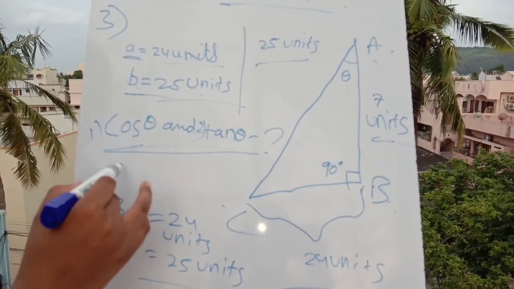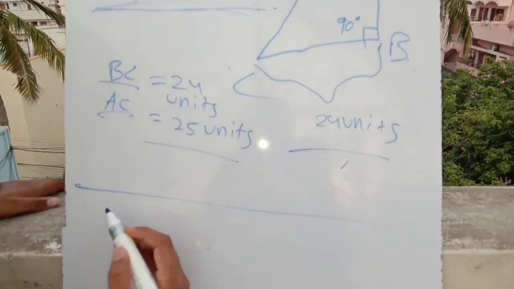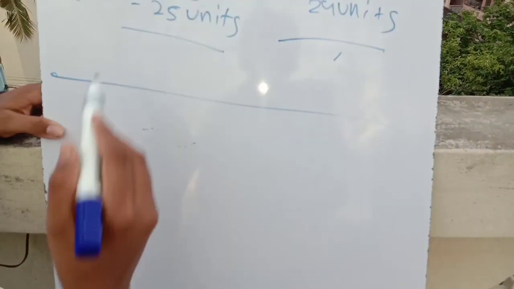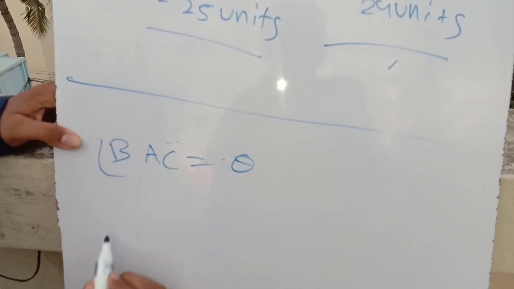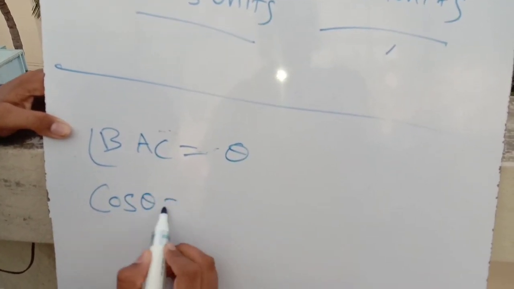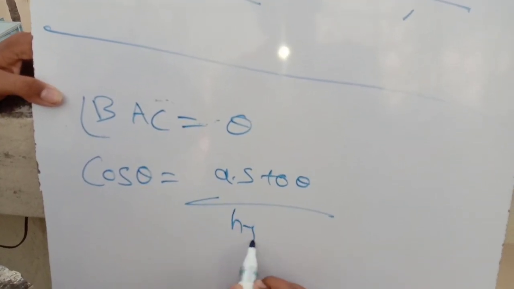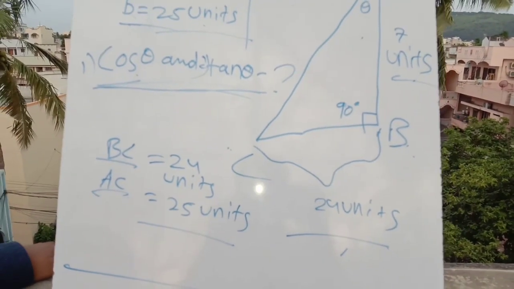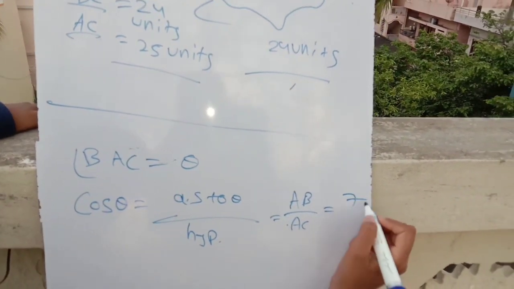So he also asked to find out cos theta and tan theta. So let's do it. Here you can see cos theta, where theta he has given as angle BAC, is equal to adjacent side to theta by hypotenuse. What is going to be the adjacent side for theta? The adjacent side is definitely going to be 7 units because it is AB. So it is equal to AB by AC, which is 7 by 25.